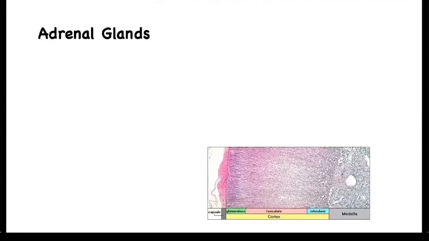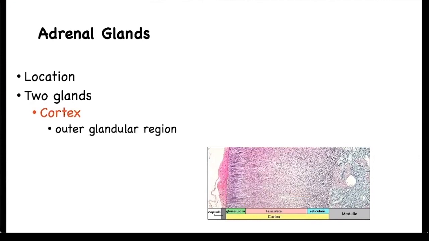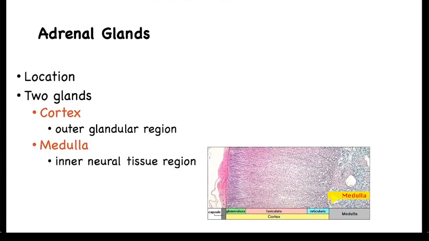Adrenal glands sit atop the kidneys. Each adrenal gland consists of two distinct regions, which are considered as two separate glands: an adrenal cortex, which is the outer glandular region, and an inner adrenal medulla, which consists of neural tissue.